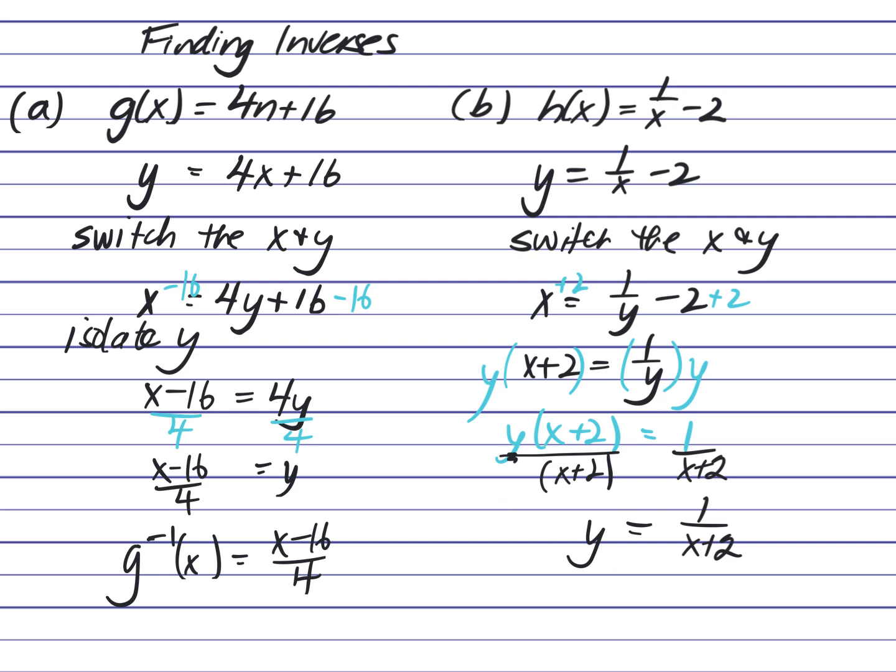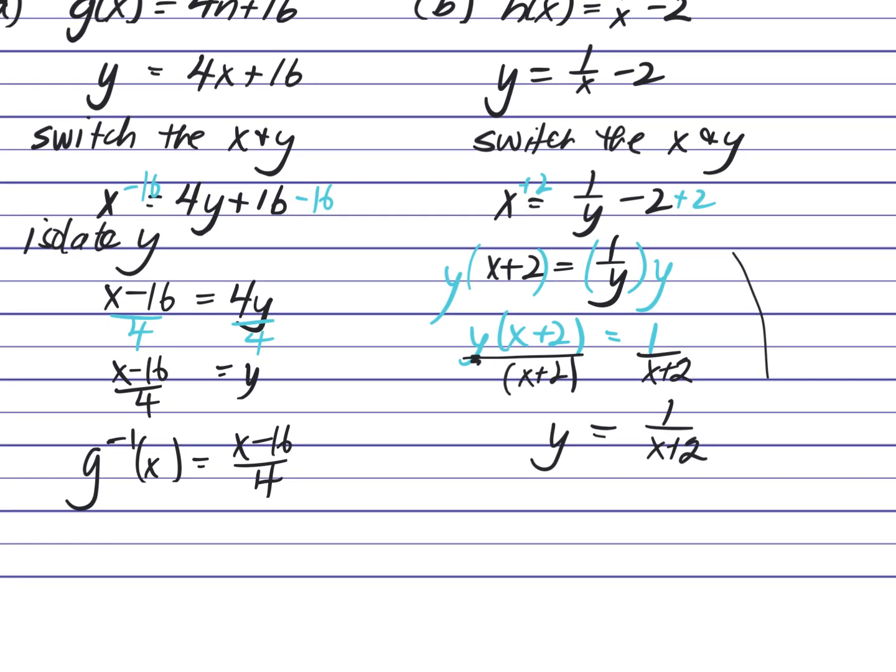So then the last step is just to write your inverse. So it was h, so h inverse of x equals 1 over (x plus 2).